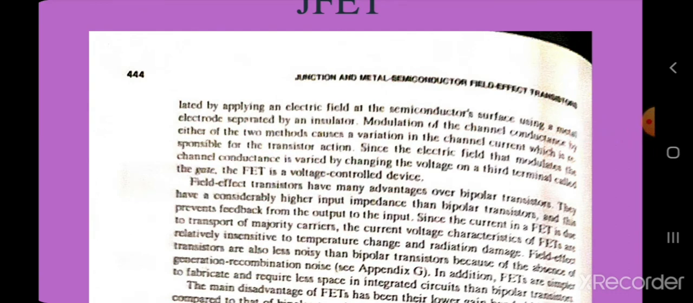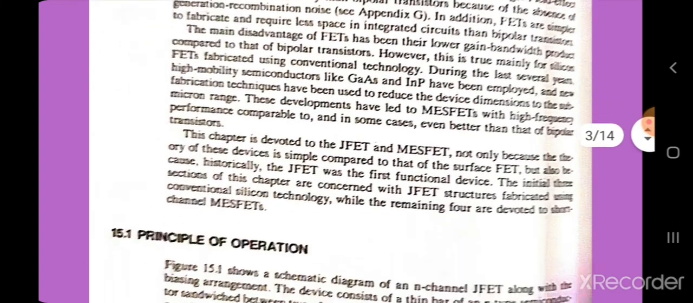This chapter is devoted to the JFET and MESFET, not only because the theory of these devices is simple compared to that of the surface FET, but also because historically JFET was the first functional device. The initial three sections of this chapter are concerned with JFET structures fabricated using conventional silicon technology, while the remaining four are devoted to short channel MESFETs. Now let us discuss the principle of operation.